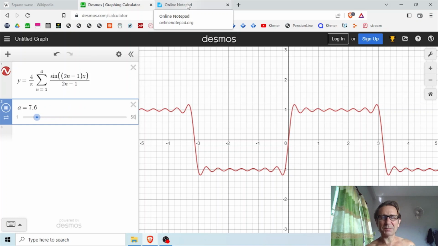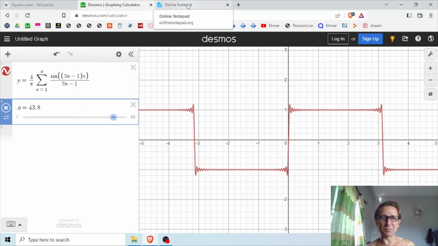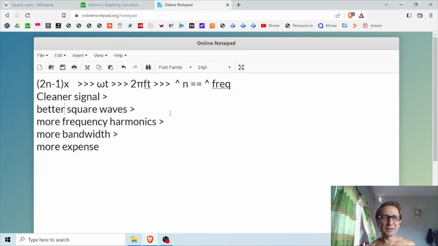And why am I talking about this? Well, in one of the other videos we talked about bandwidth, so I made some notes here. We've got the sine of 2n minus 1 x. Now that's supposed to represent omega t. Now omega is angular velocity. It can also be represented as 2 pi times frequency. That's another way to represent omega, angular velocity, 2 pi f.